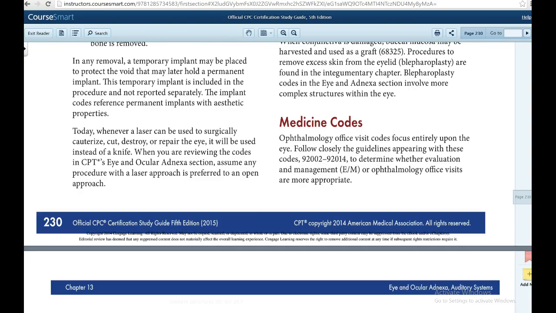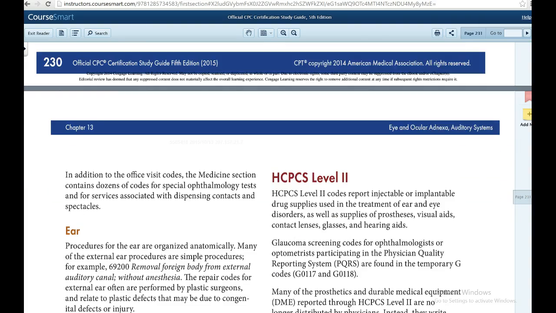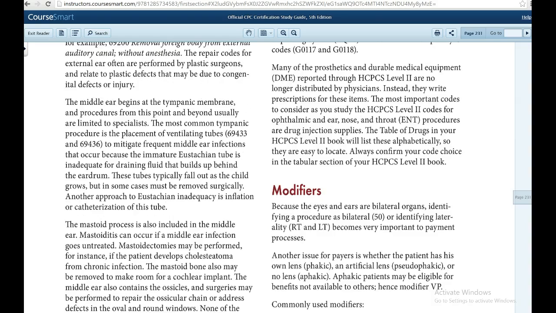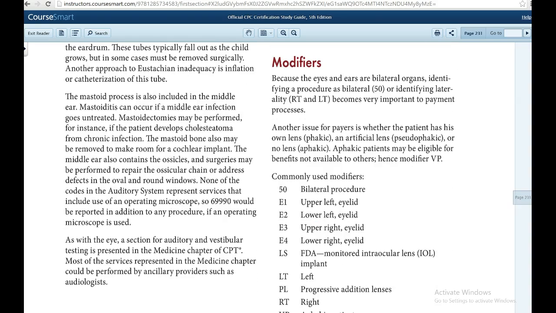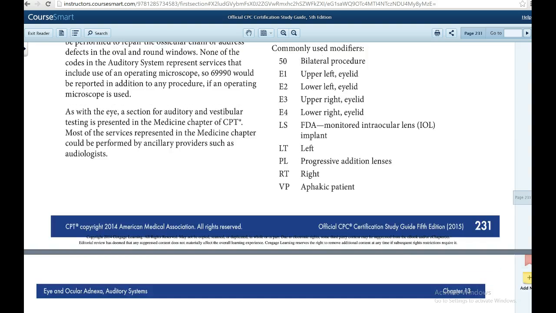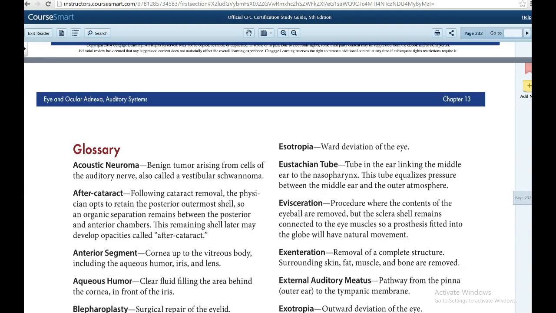Again, in the medicine section, here are the HCPCS codes that you might use in this section. And remember, HCPCS is cut and dry. These are your modifiers: bilateral, and then you have your E1, E2, E3, E4, and your LS, LT, PL, RT, VP. Make sure you know those modifiers.